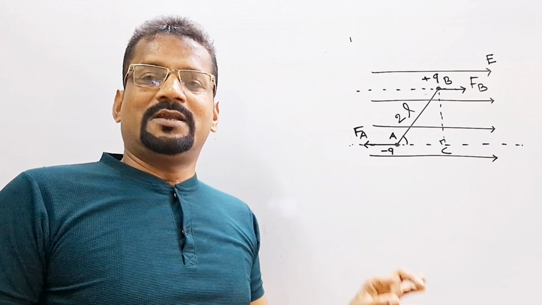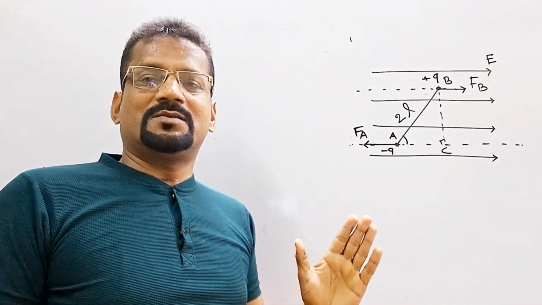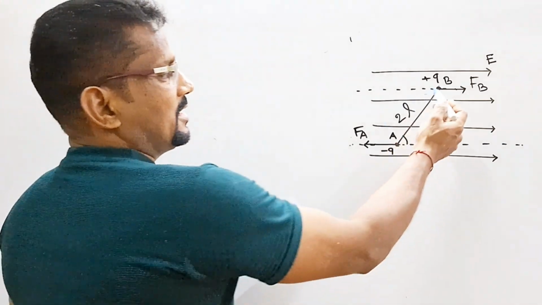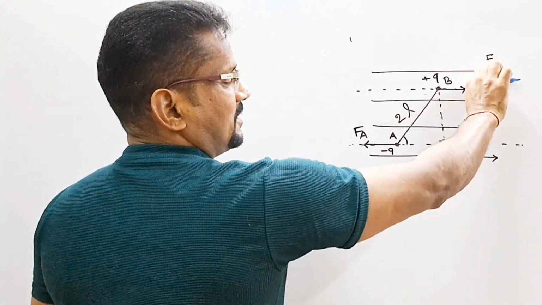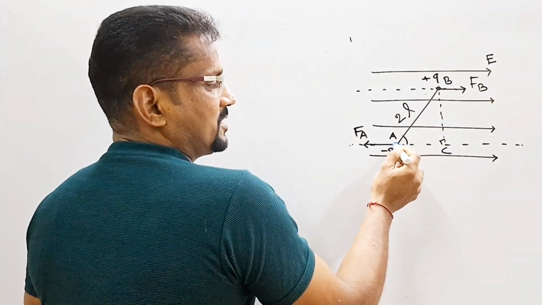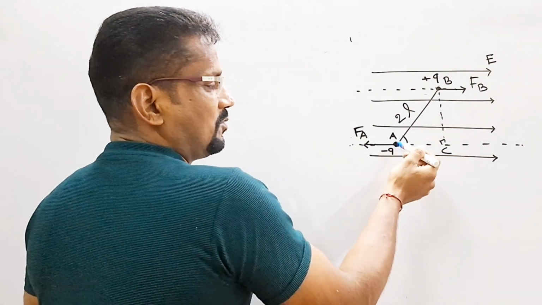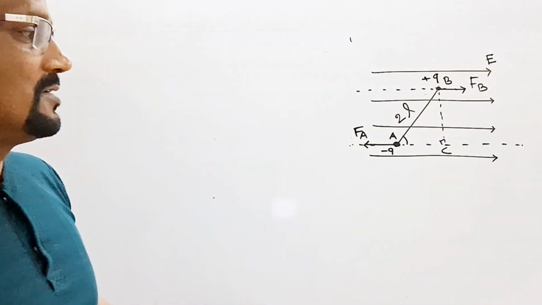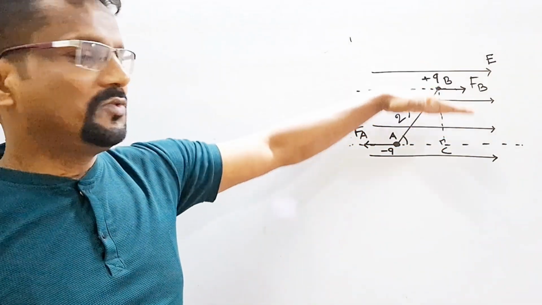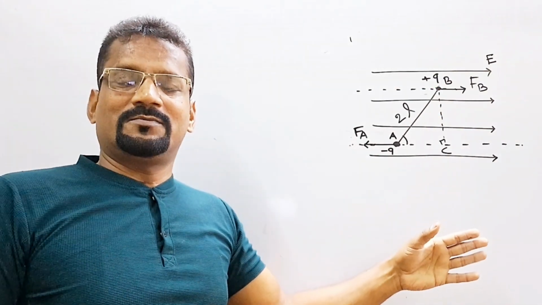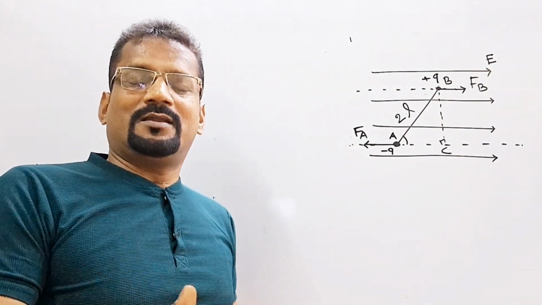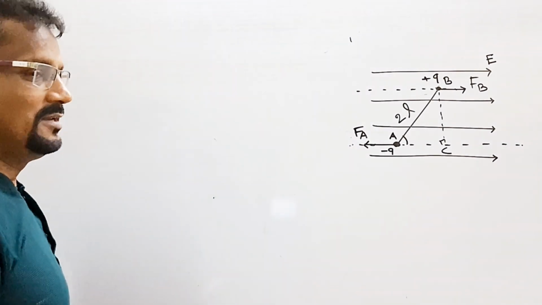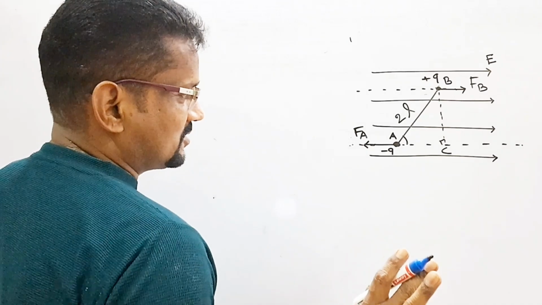As you know, in an electric field, a positive charge experiences force in the direction of the electric field. That's why here the force will be in the direction of the electric field, and at the negative charge, the force will be in the opposite direction of the electric field. Now see, the line of action of both the forces is different. That's why it will create a torque. That means rotational motion will be there, and torque is responsible for rotational motion.